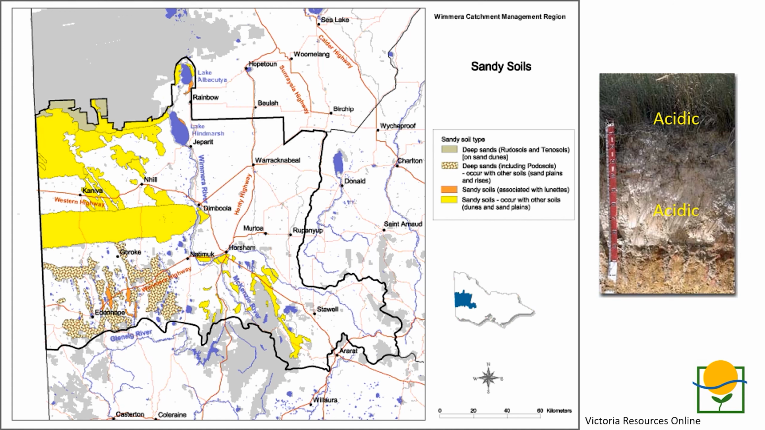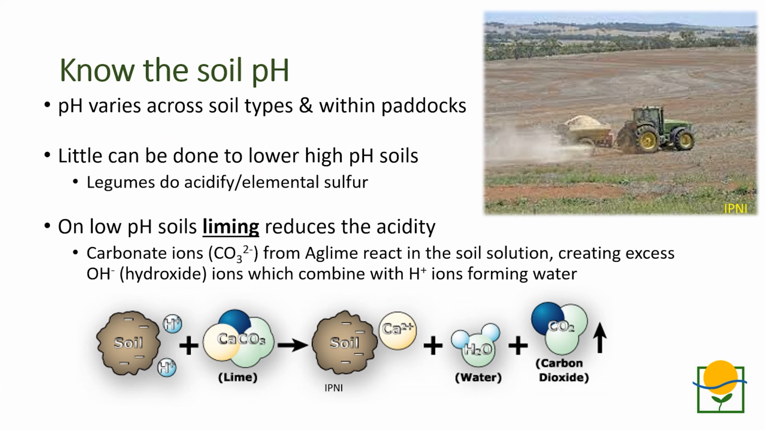Sandy soils are often associated with old dune fields or associated with lake beds, such as lunettes on the east side of those lake beds. They tend to be acidic in the surface and also acidic down the profile. So that gives us an overview of where the acid soils generally occur. While soil type will give a general guide, soil pH varies across soil types and even within paddocks.